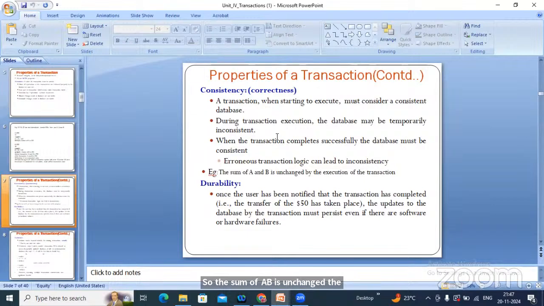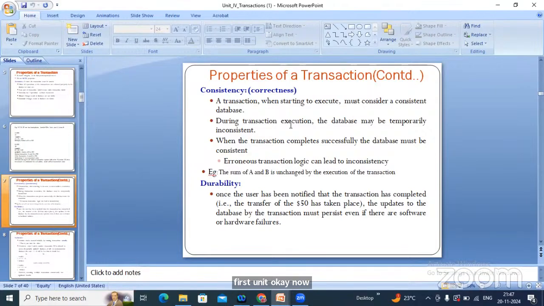Integrity constraints should be maintained so that the database will be in a consistent state. Correctness comes when we use the integrity constraints. Again, what are the integrity constraints? Domain constraints, key constraints, referential integrity constraints. Again, first unit. Okay, that is why all of these are interrelated.